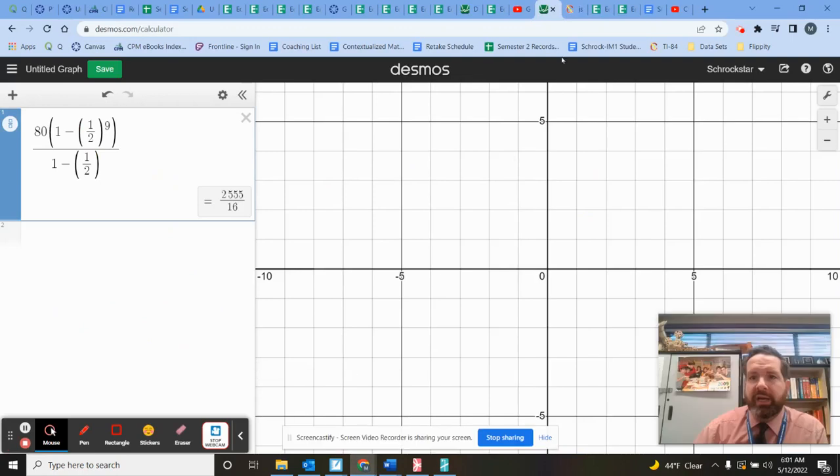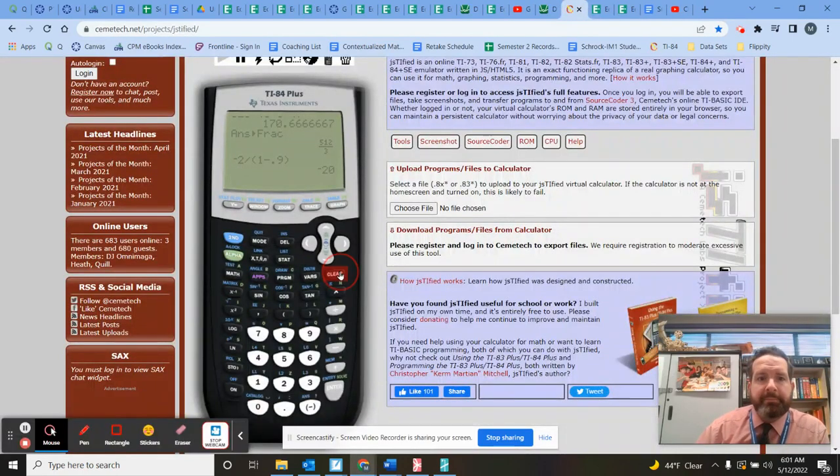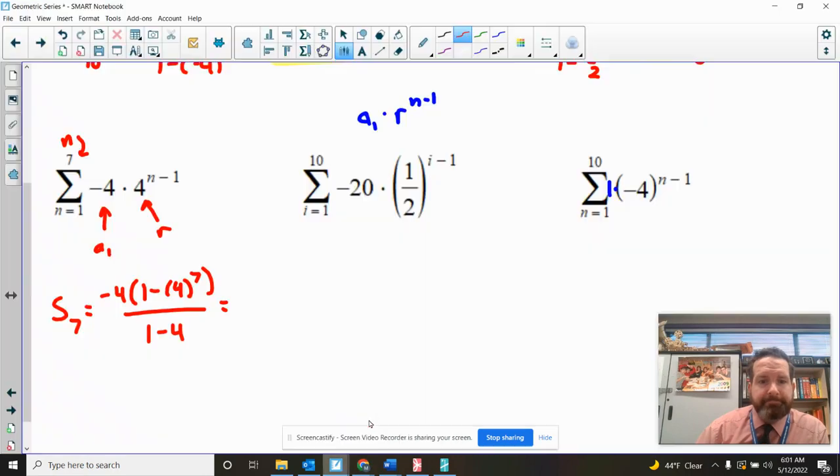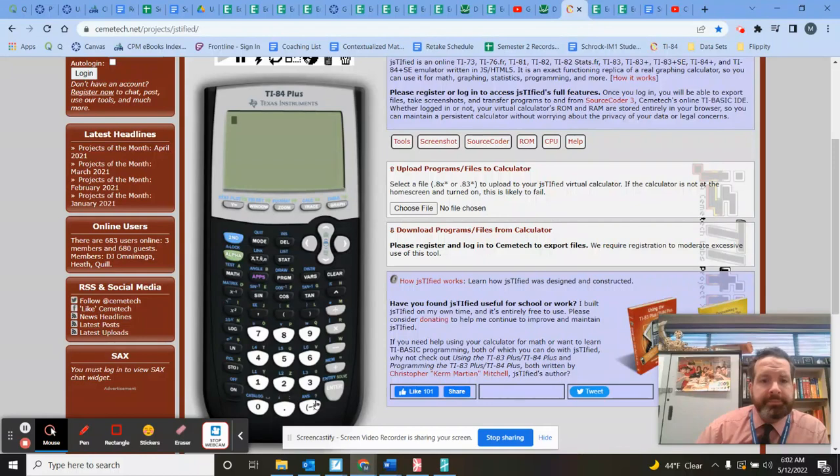I think I'll use, let's use the handheld this time just for something different. So first term, which I've already forgotten. So -4, 1 minus 4 to the 7th, all right. So -4, parentheses, 1 minus, and just for, it's a good habit, I'm going to put that common ratio in parentheses, even though it wouldn't be necessary this time since that's a positive whole number. Not a bad idea to have it there. And then dividing by 1 minus that common ratio.